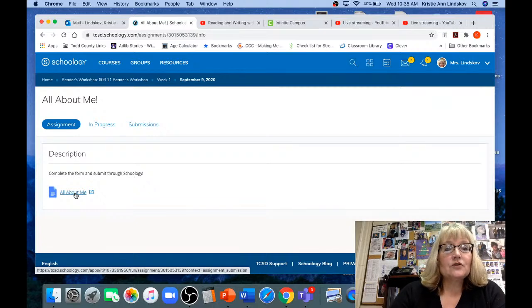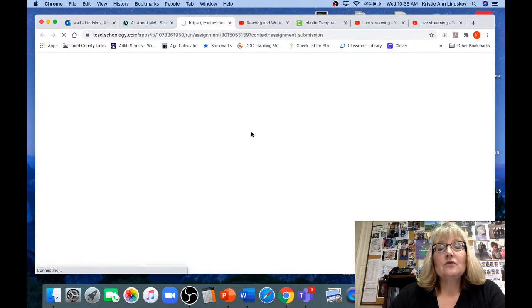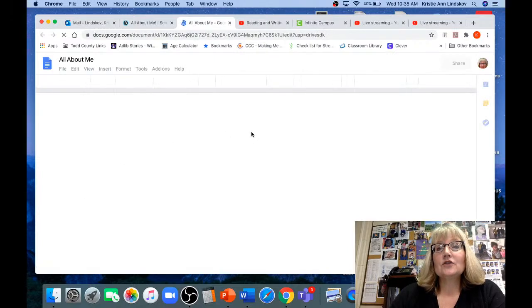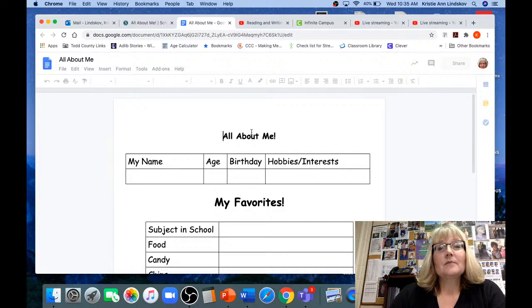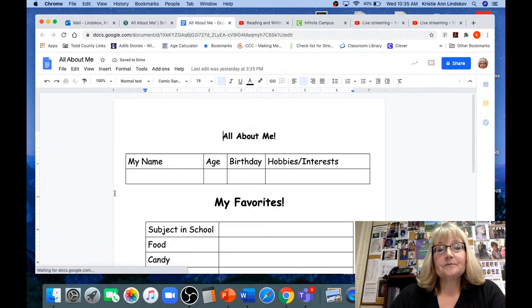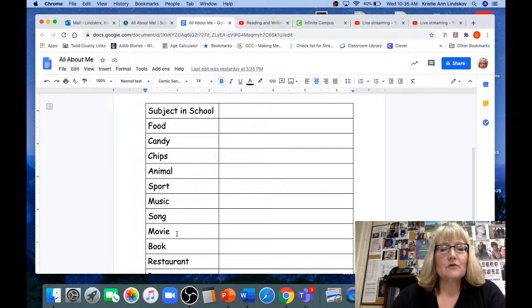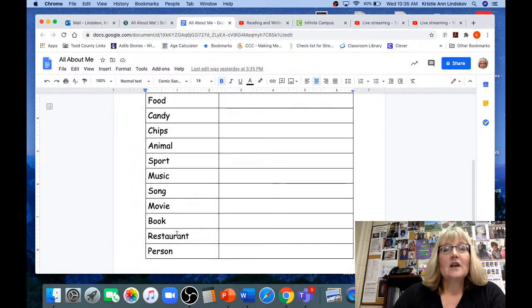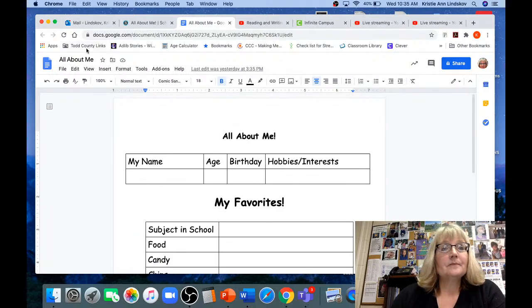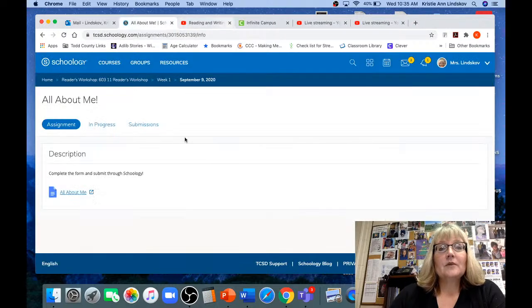So I am going to be quiet for a little bit. I'm going to monitor the chat, and this is what you need to fill out and turn in. I'm going to give you guys about 5-10 minutes to think about this. You'll put your name, your age, your birthday, your hobbies or interests, and I've filled one out too, and I'll share it with you. Your favorite subject in school, your favorite food, candy, chips, animal, sport, music, song, movie, book, restaurant, person. So I'm going to have you fill that out, and I'm going to have you submit it.